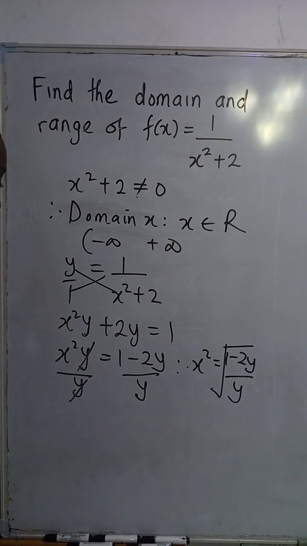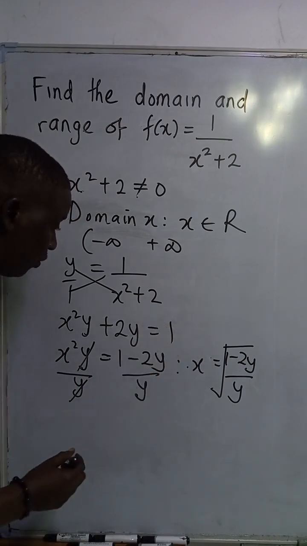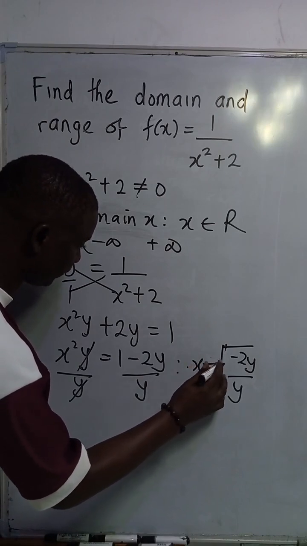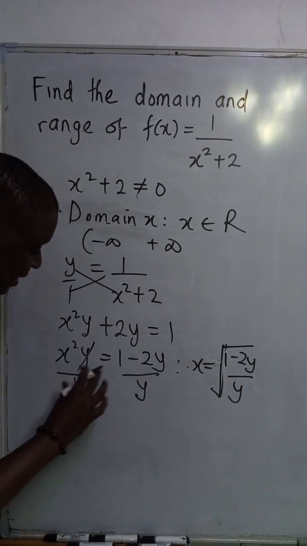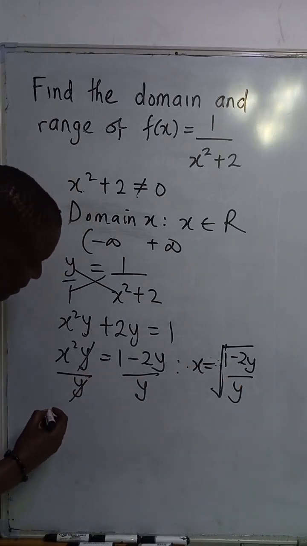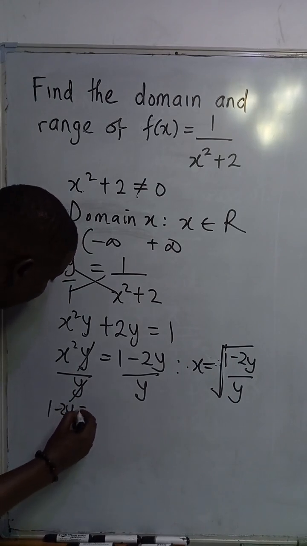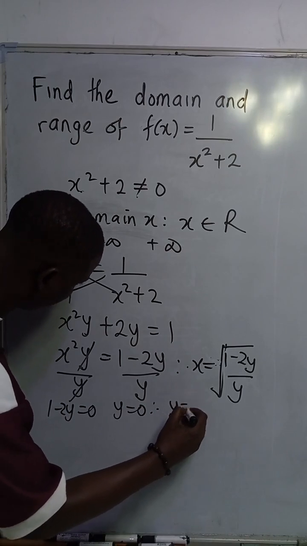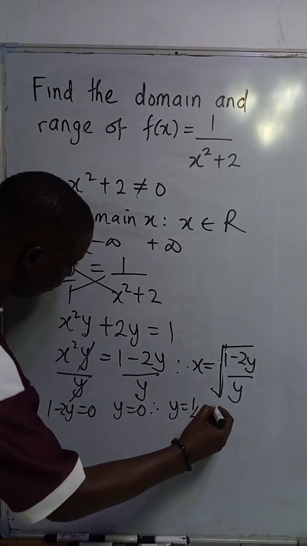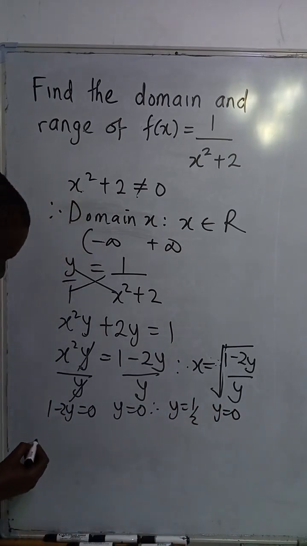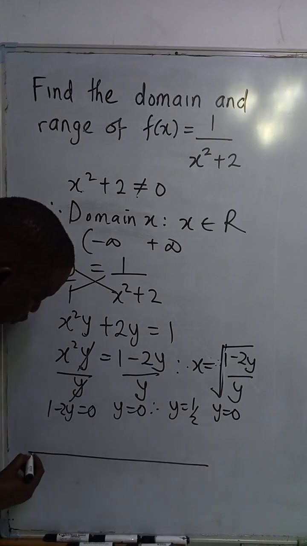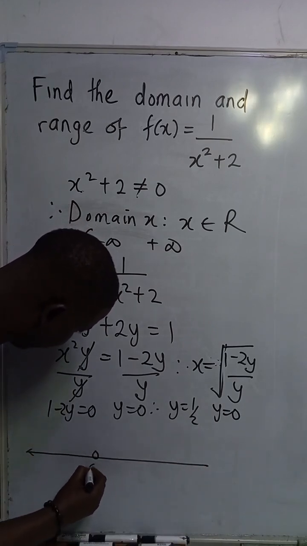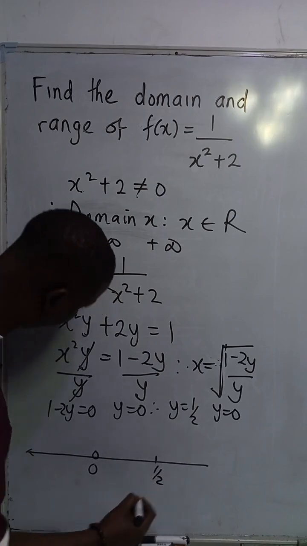Now, having gotten that, what I want to do is remove the square root, the square. Now I simply use the Sanche method: 1 minus 2y equal to 0, y equal to 0. Therefore, we're going to have y equal to 1 over 2 and y equal to 0. So let us put them on our number line. So when you put them on the number line, we are going to have 0 here, and we have 1 over 2.